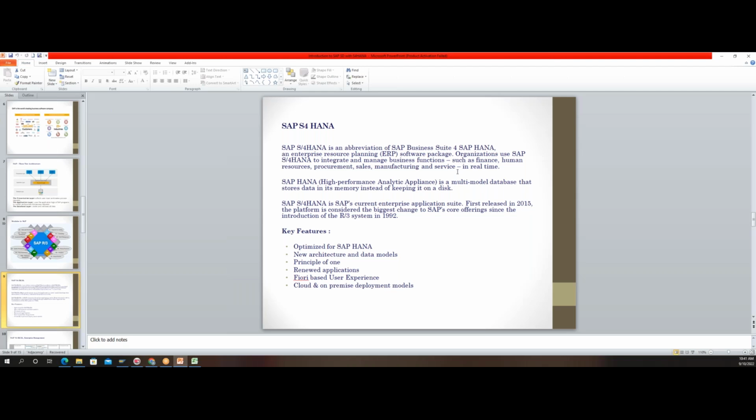Now, what is SAP S4 HANA? SAP S4 HANA is Business Suite 4, where 4 is nothing but the fourth generation product. We have R1, R2, R3, and now it is 4. This is now called a digital core enterprise edition, rather than calling it an R3 product or ERP product. So what is the job of SAP S4 HANA? It is the same, it is an ERP. It has better features.